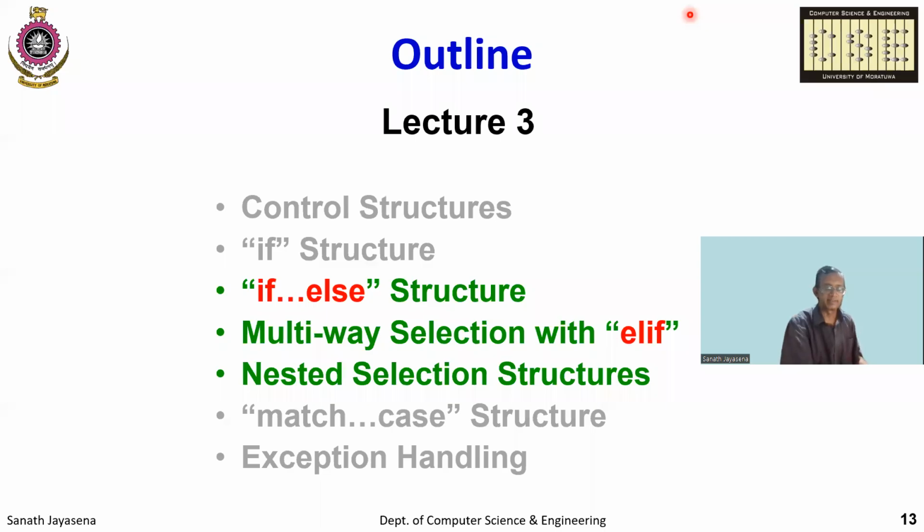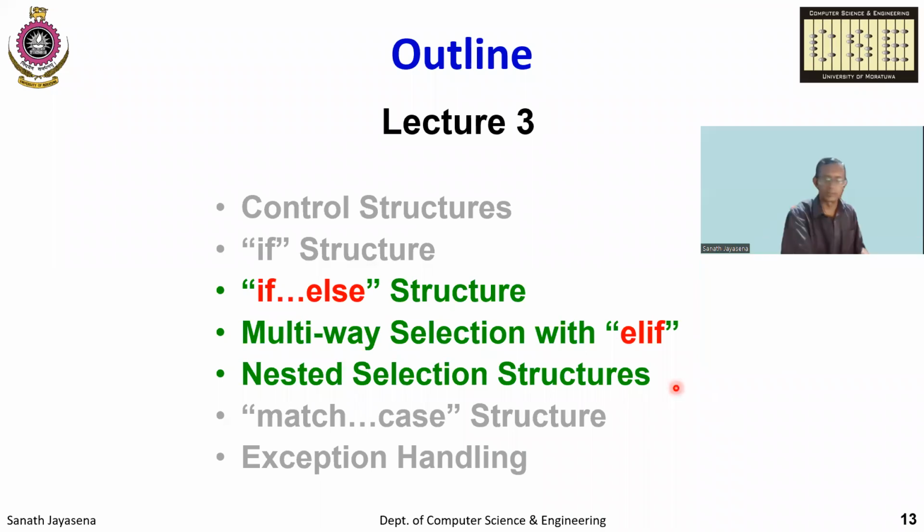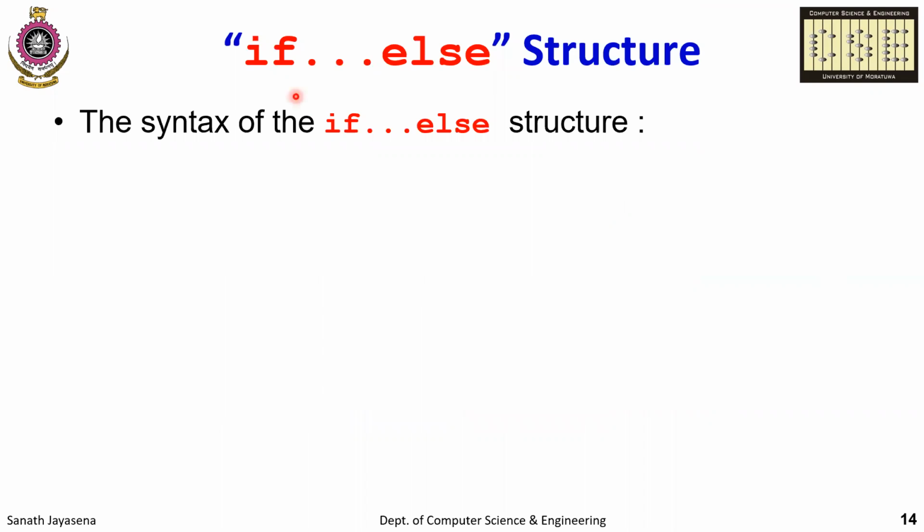Part 3 in lecture 3. Let's discuss the next set of things. As you can see highlighted here, we are going to discuss the if-else structure along with multi-way selection with elif and nested selection, all these things. So in this part, let's see. So the if-else structure.